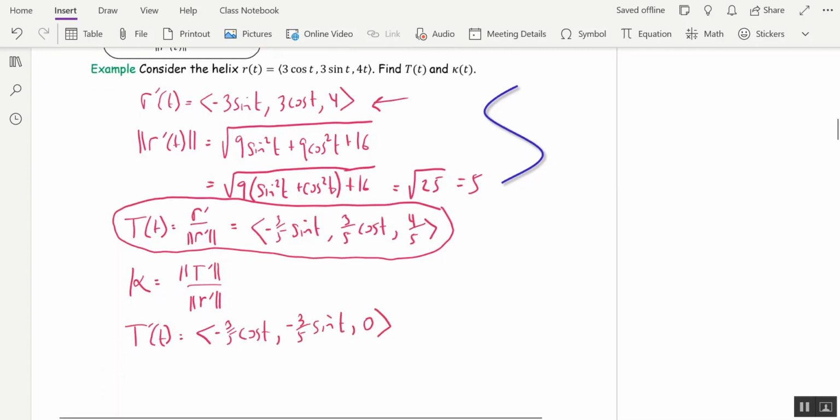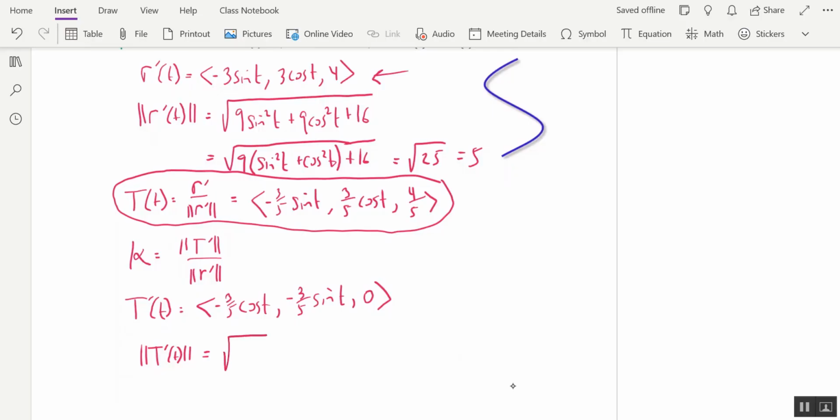So the length of T prime is the square root. Again, the minus gets squared out. 9 over 25 cosine squared t plus 9 over 25 sine squared t. Factor the 9 over 25 out. Cosine squared plus sine squared is 1. So that's the square root of 9 over 25, which is 3/5.